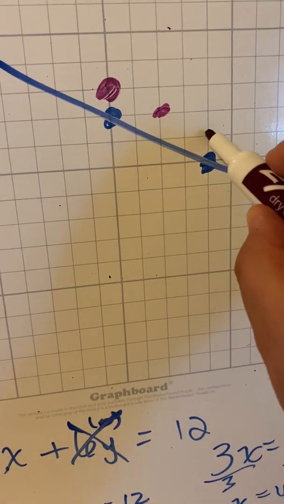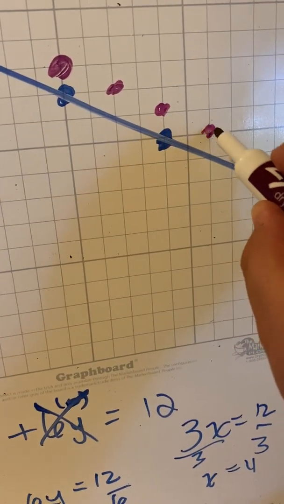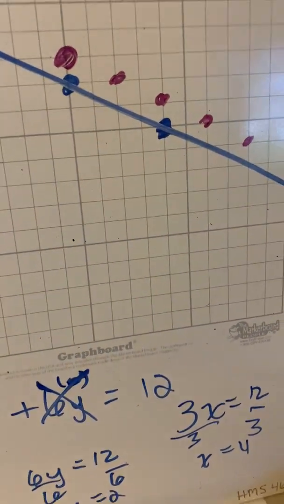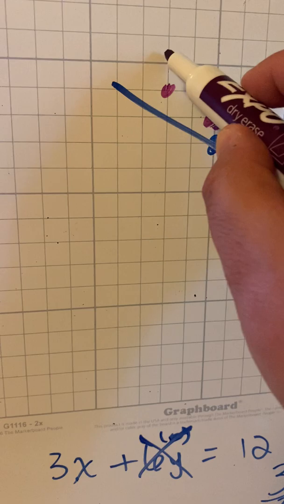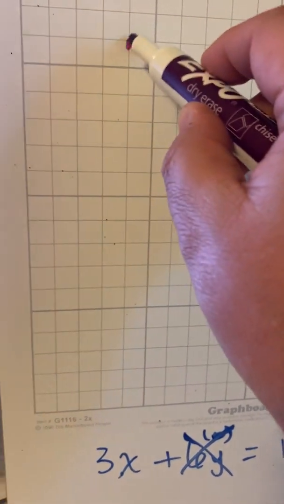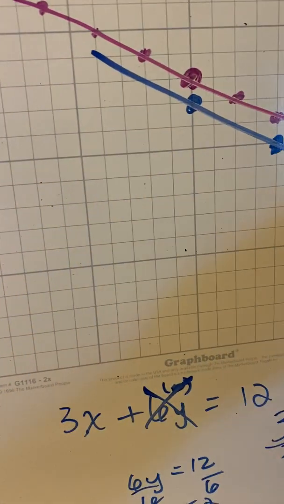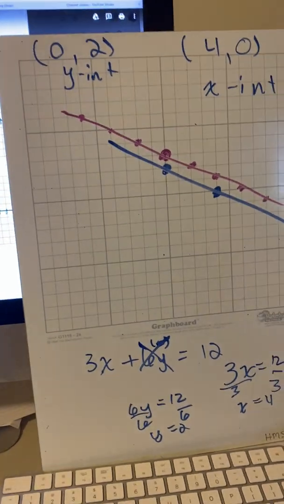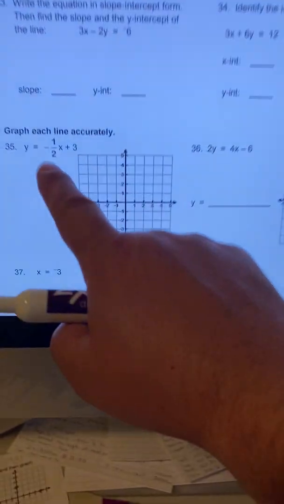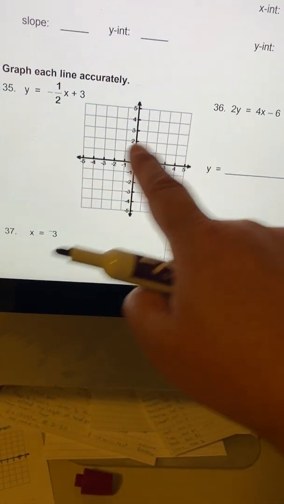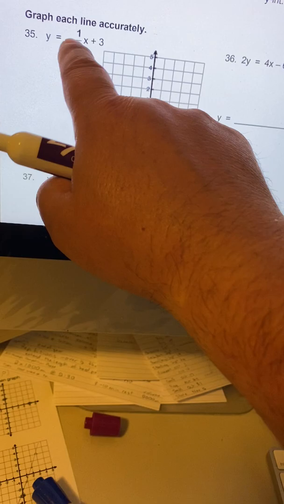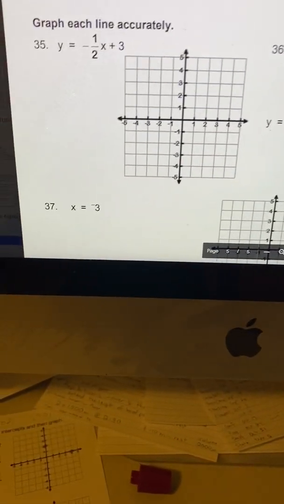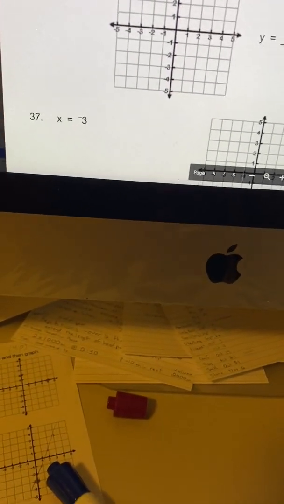Down 1, right 2. Down 1, right 2. I could go on forever if my graph was big enough. Go in reverse, up 1, left 2. Up 1, left 2. And connect the dots. If your graph went up from left to right for this one right here, or you crossed the y-axis at -3 instead of +3, your slope is negative. You just need to know how to use the slope-intercept form.